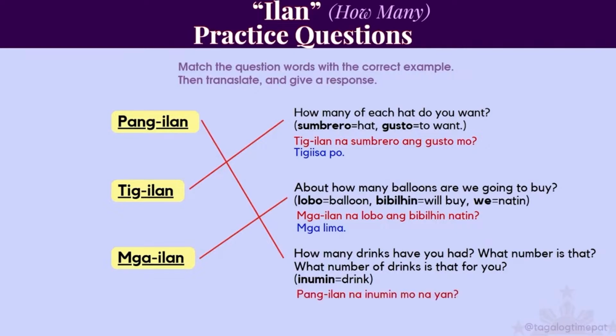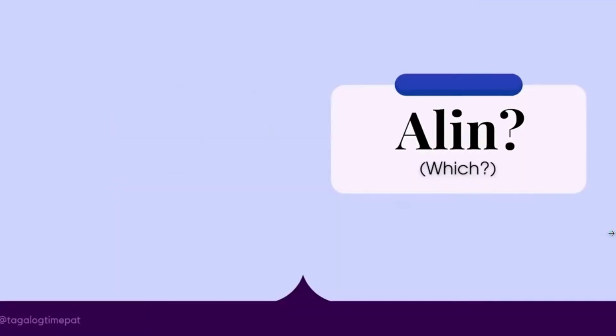Mga 5. How many drinks have you had? What number is this? What number of drinks is that for you? All of that is encompassed by this one question. Pang-ilan na inumin mo na yan? Pang-apat na ito. This is my 4th. So do you see how that one is asking about the order of your drinks or how many you've had? And then your response is just that order. So this is the 4th. Pang-apat na ito. All right. So those were different ways to ask for how many.